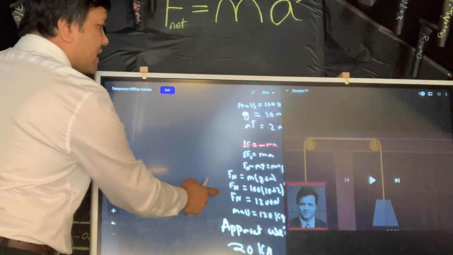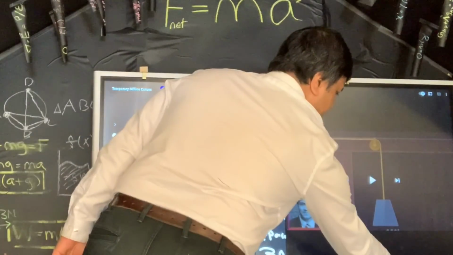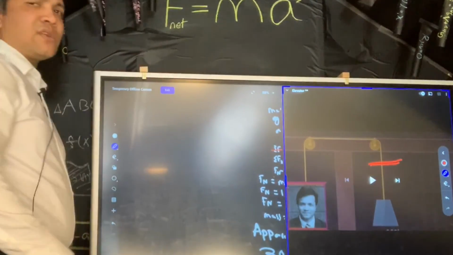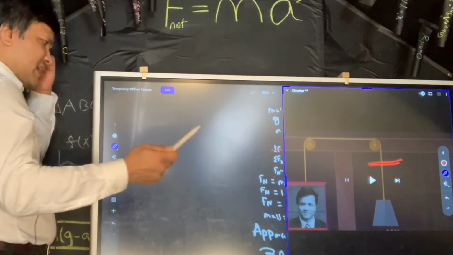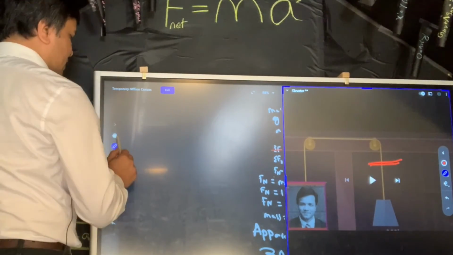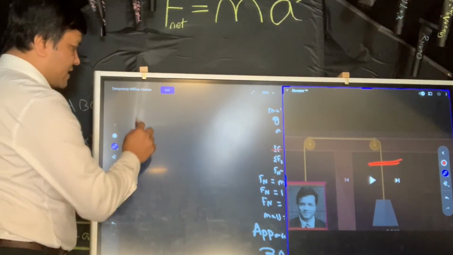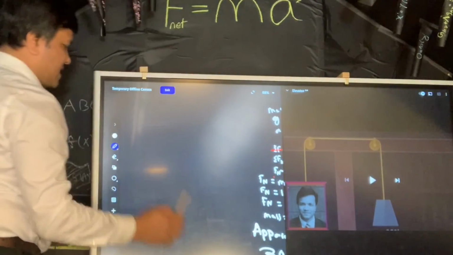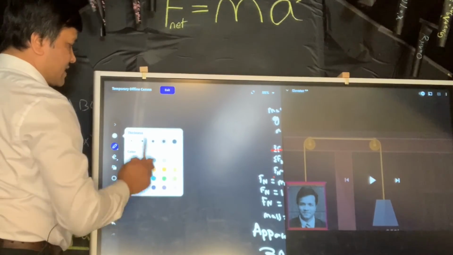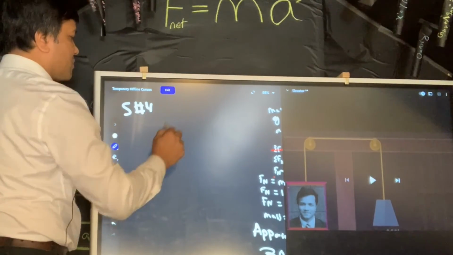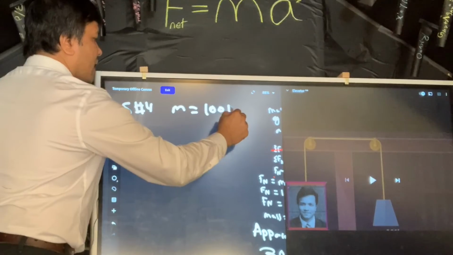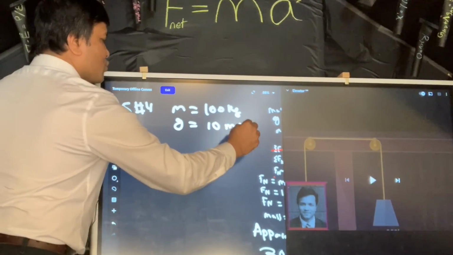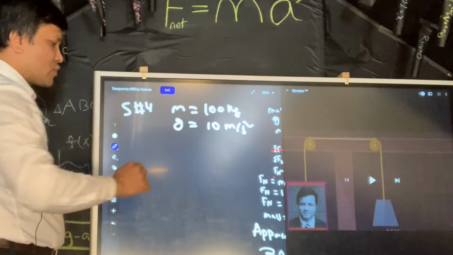Now what happens if your best friend cuts the rope? That takes us to scenario number 4, where we're going to try to find the normal force. Still your mass is 100 kilogram, and the acceleration due to gravity is still 10 meter per second square. Now we're trying to find the normal force. What is the normal force?